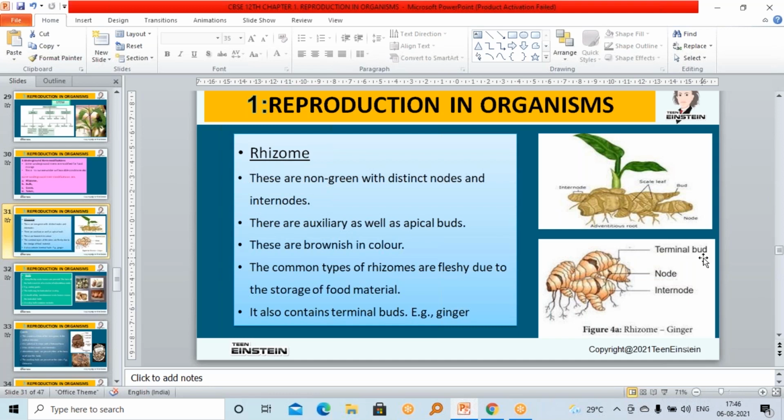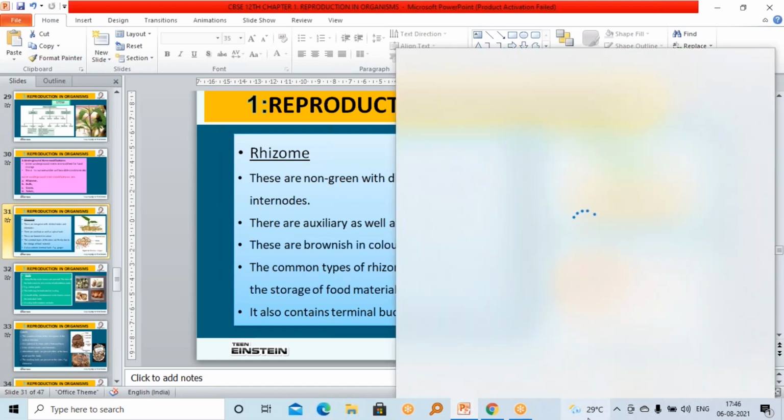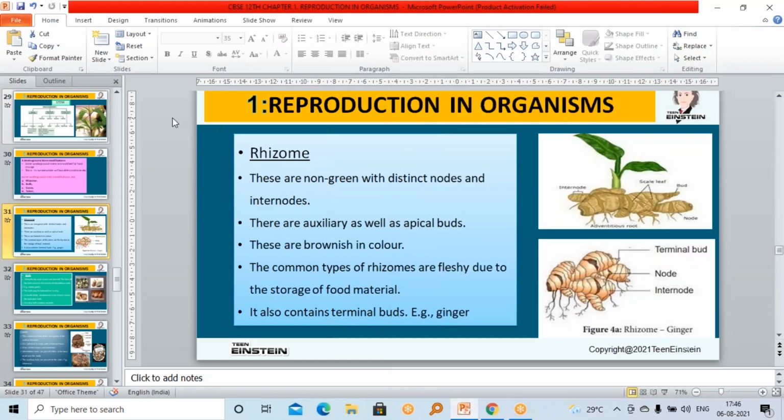Then these nodes bear dry scale leaves with axillary buds. What is an axillary bud? The embryonic shoot, which is dormant. It won't grow as a big shoot, but it will appear as a bud-like structure. It won't grow. It remains dormant. It is the small green bud-like structure I mentioned, which won't form a big shoot.